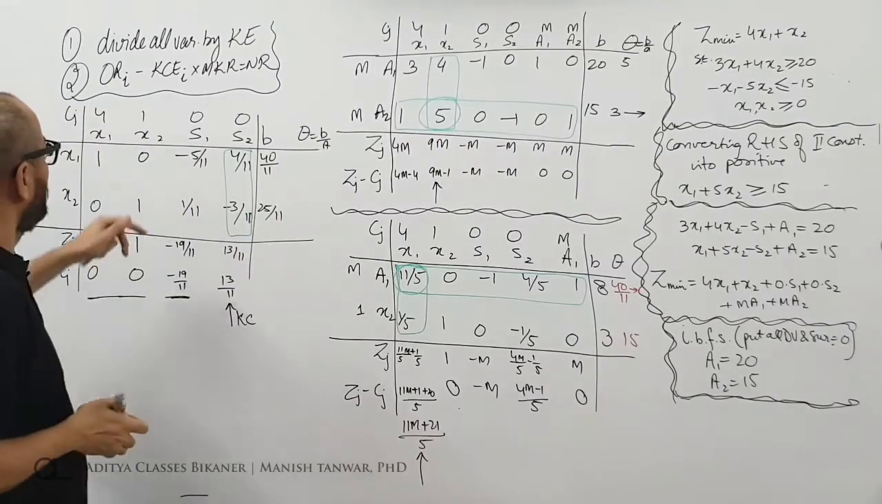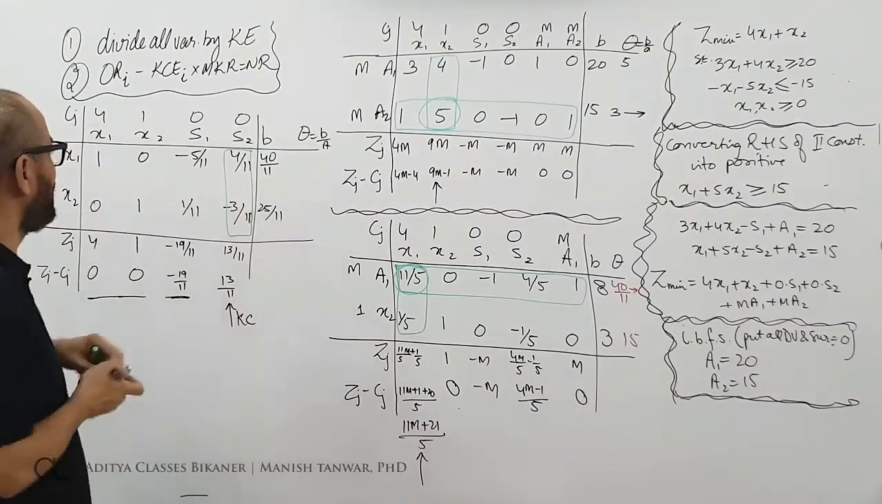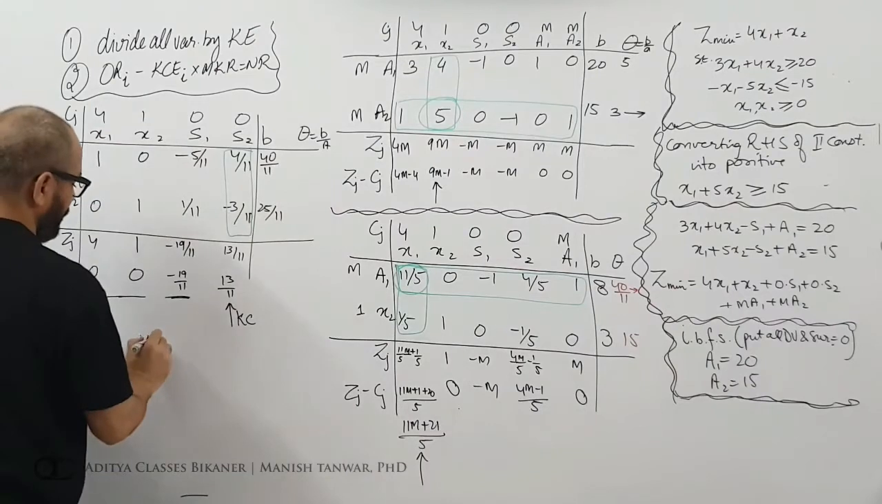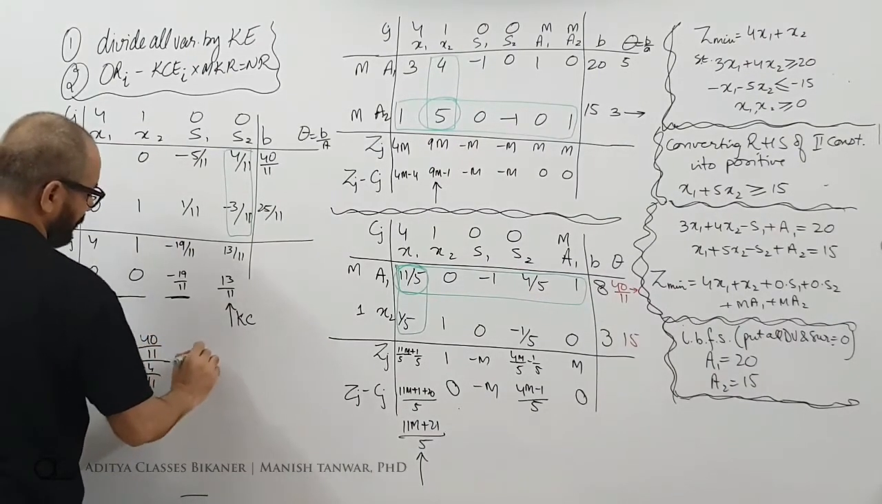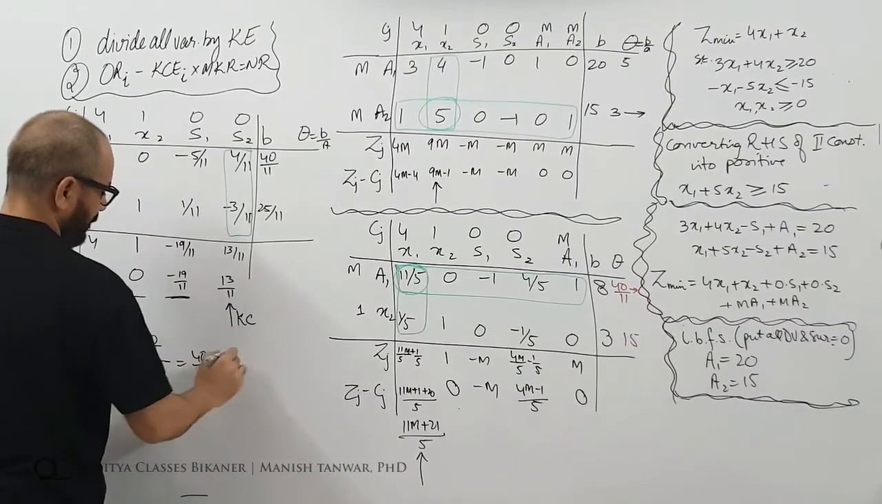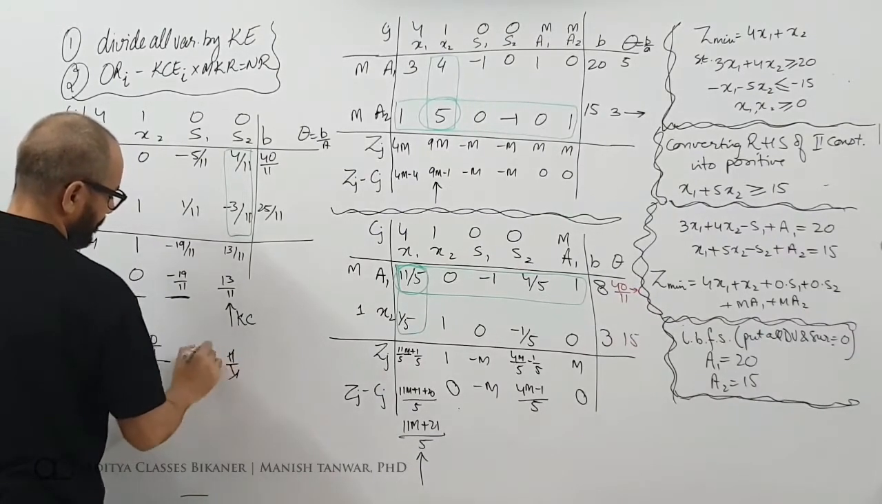Fine. So it will be 40 by 11 divided by 4 by 11. 40 by 11 divided by 4 by 11, making it 40 by 11. 11 by 4 getting flipped. 10.